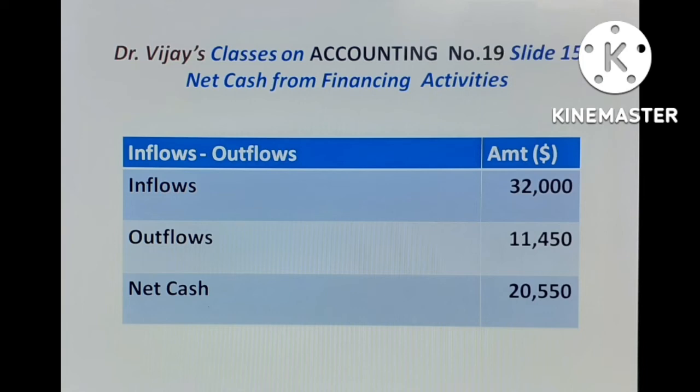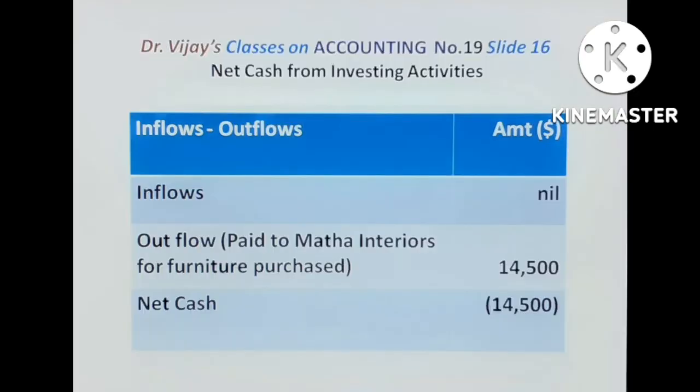Net cash flow from financing activities. Inflows $32,000, outflows $11,450. So net cash flow is positive $20,550. Net cash flow from investing activities. Inflows from investing activities nil. Outflow is the payment done to Mada Interiors for furniture purchase $14,500. So net cash flow is negative $14,500.